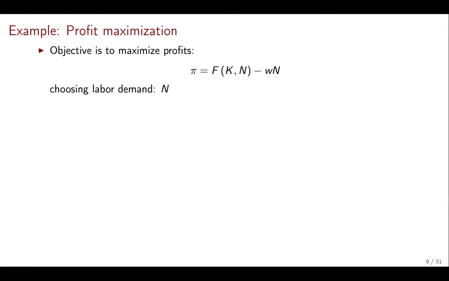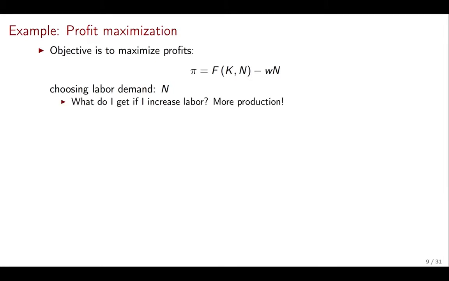And this is the example of maximizing profits, where you want to have a profit function that's going to depend on production output, that depends on capital and labor. Capital is going to be fixed, and we're only going to choose labor, which we have to hire at some constant wage rate of W.